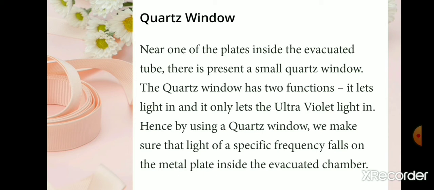So you can see a quartz window near the cathode, that is near one of the plates inside the evacuated tube. And this quartz window has two functions. It lets the light in, and it only lets the ultraviolet light in. Hence, by using a quartz window, we can make sure that light of a specific frequency falls on the metal plate inside the evacuated chamber.